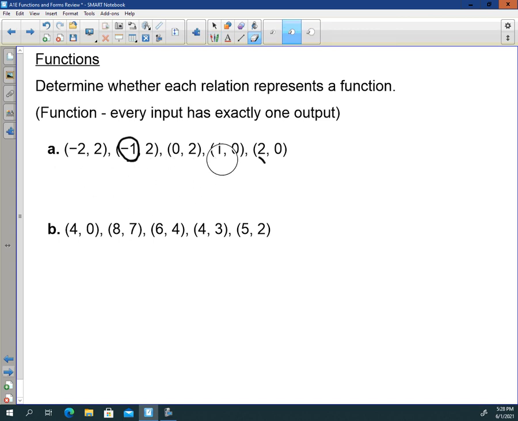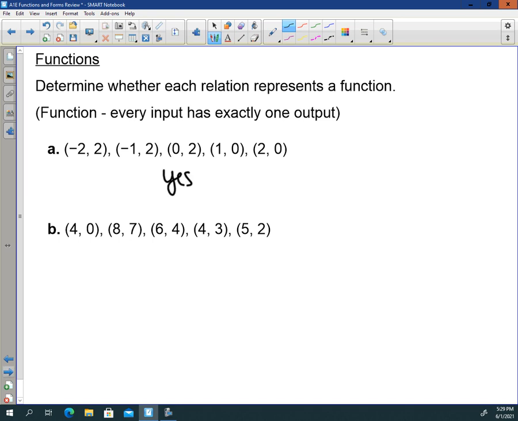Now we look for the zeros. Here's an input of 0 and an output of 2. So, is there another input of 0 on this list? There sure isn't. What about 1? Is there another 1 in this list? Nope. What about 2? No other 2. So every input has exactly one output. And so this is a function.